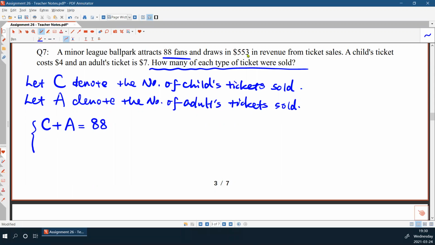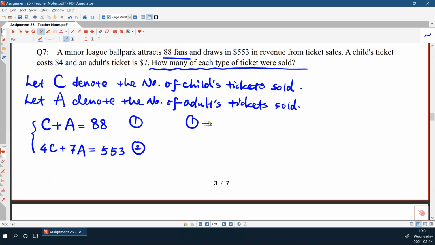Okay, how about the second piece of information? Second piece of information is the total revenue is 553. So that means the total of revenue from child's tickets, which is 4C, plus the total revenue from adults tickets, which is 7A, should equal the total revenue, which is 553, right? Okay, so here we have two variables and two equations, and we should be able to solve two variables here. Okay, so let's call this 1 and 2 respectively.